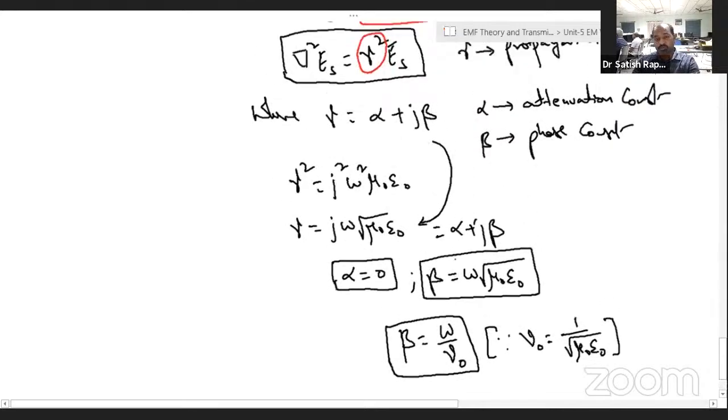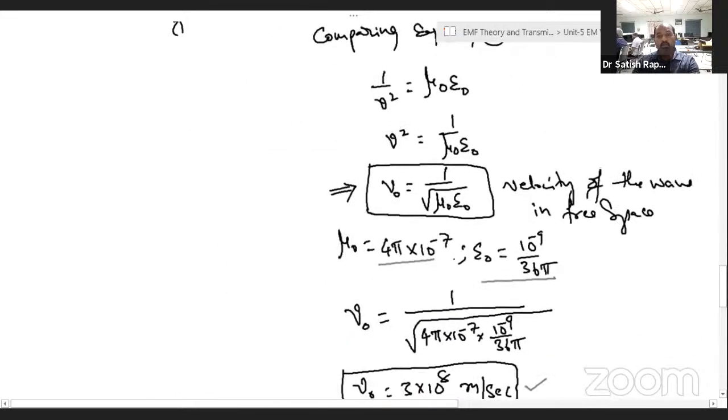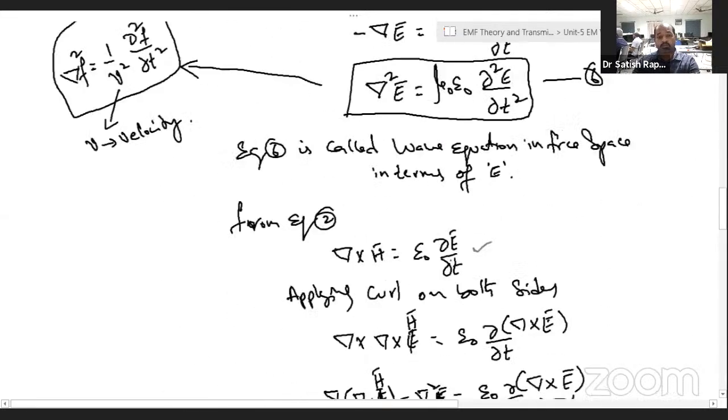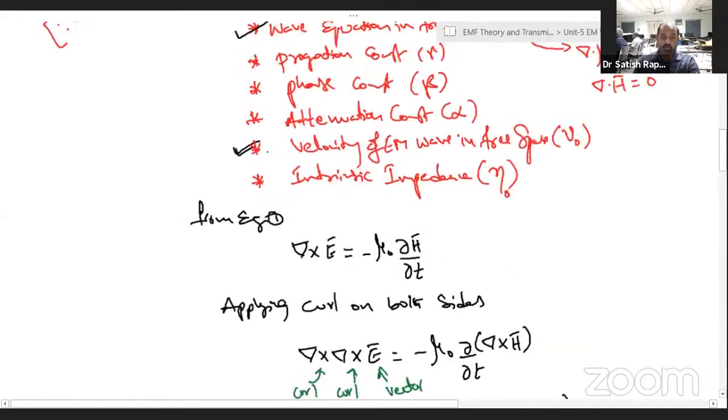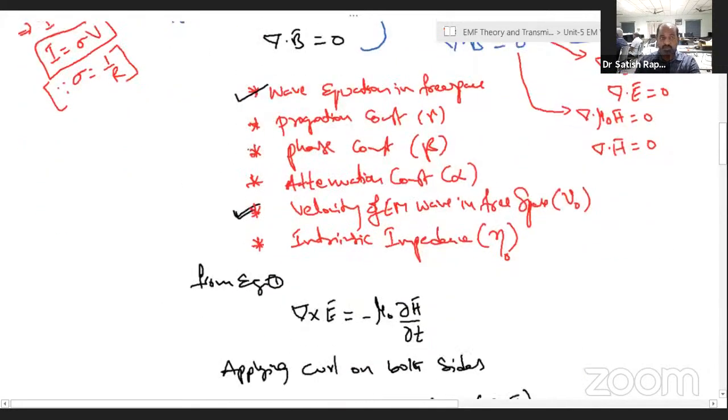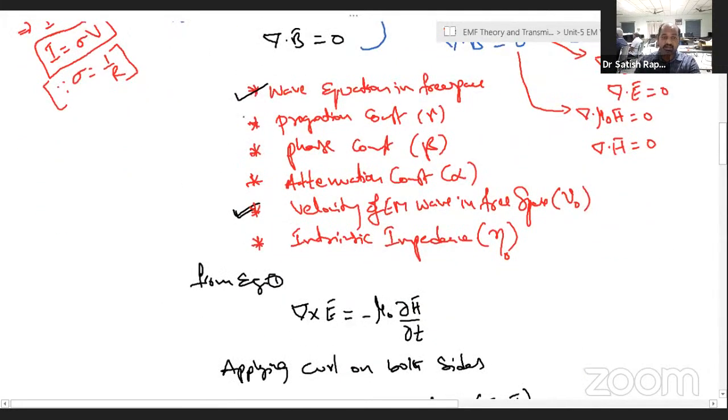So with this we have completed how many here. In the last class I gave what we are going to discuss. The wave equation in free space, which I derived in the last class: propagation constant, phase constant, attenuation constant, and velocity of EM wave in free space. So these five I have discussed.